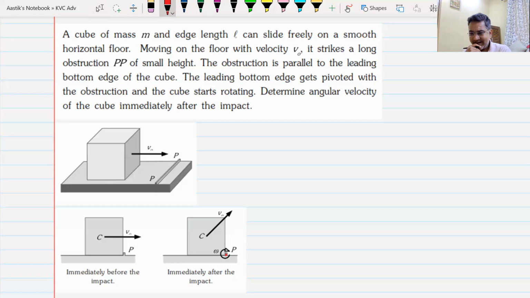No idea? Angular momentum, my dear friend. Whatever forces are acting at this point P, I have to apply angular momentum conservation about point P. What is the initial angular momentum? Initial angular momentum, it is moving as a particle. So initial angular momentum is mvl by 2. Yes or no?